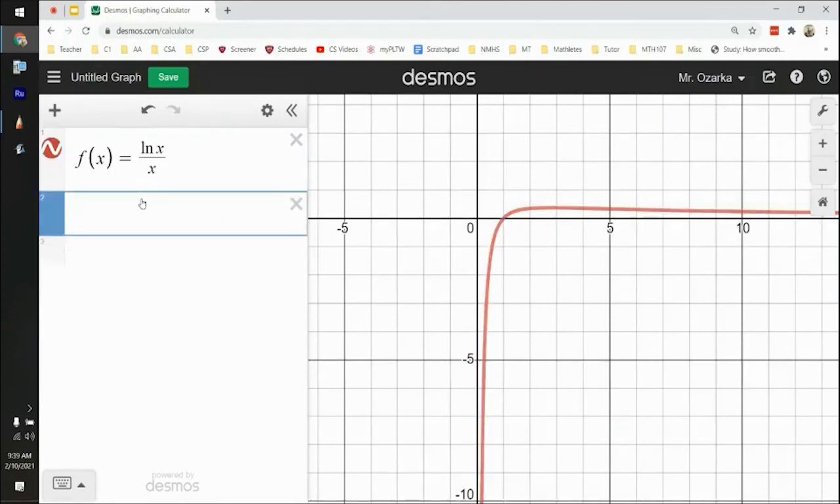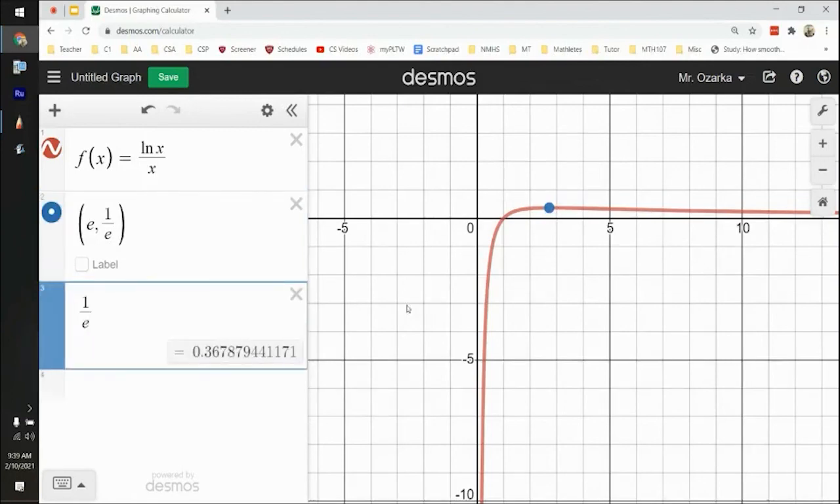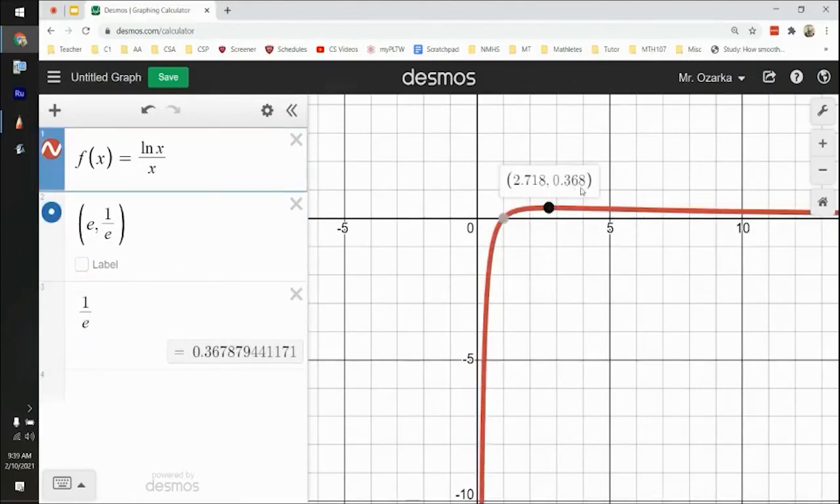And if you do this, check this out. So it's e comma 1 over e. If you notice, it's right at that spot. 1 over e is 0.368. So maybe you're thinking, why don't I just use the calculator and do this? Yeah, that would be nice.